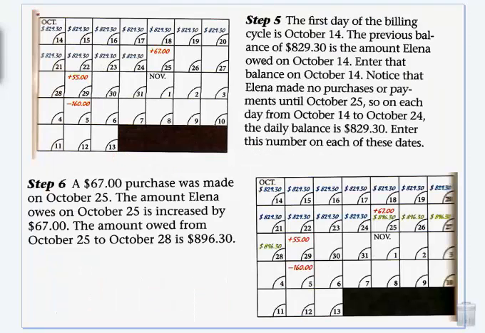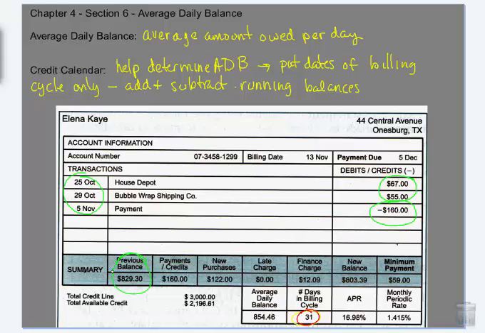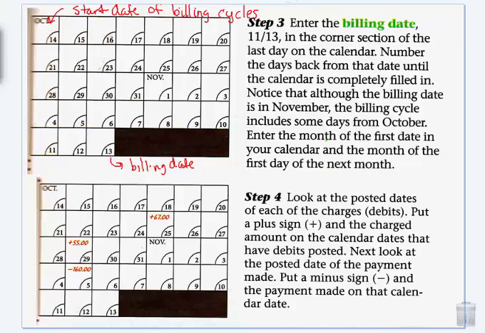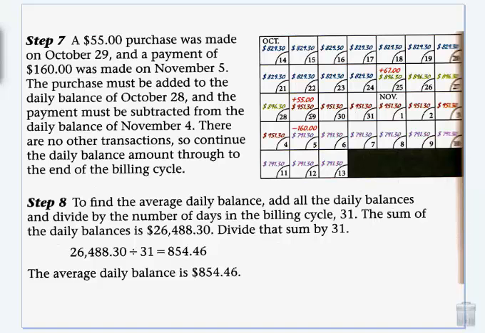Then the next thing you do is you start with the previous balance, which, I'm going to flip back here, our previous balance was $829.30. So that's what went here, $829.30. And it stays $829.30 all the way until she charged $67, at which point it became $896.30. And it stayed $896.30 until she charged $55, at which point it became $951.30. It stayed $951.30 until she paid, and then it became $791.30 for the remainder of the billing period, because there were no more transactions.